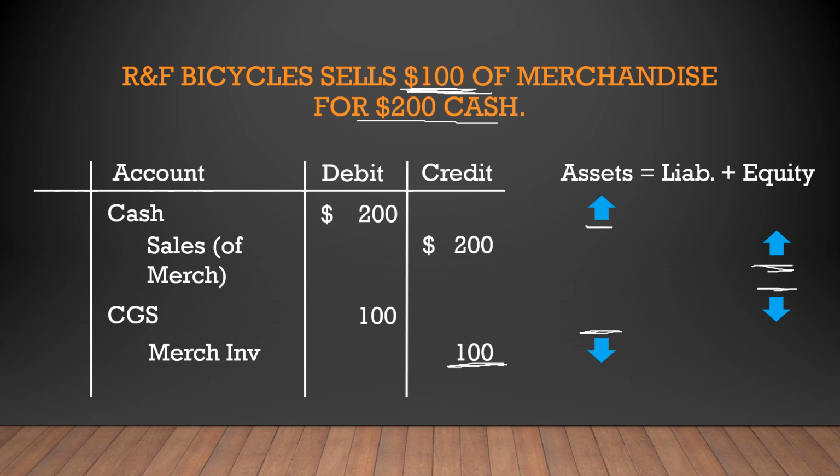Every time we sell merchandise inventory, we're going to book these two journal entries. First, we'll increase our asset by crediting a revenue. Secondly, we'll remove merchandise inventory from the books by debiting an expense.